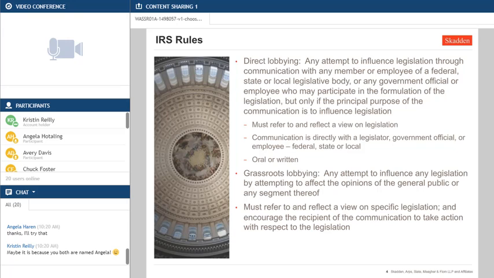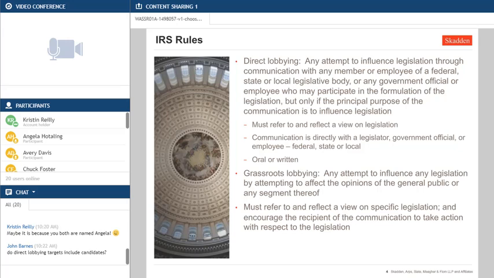So grassroots lobbying. That's where you're trying to affect the opinions of the general public, and you're trying to get them to do something. And like the bullet says, you still have the same refer to and reflect a view on specific legislation. And you've got to encourage the recipient of the communication to take some kind of action. And that, moving on to slide 5, that's the famous call to action.